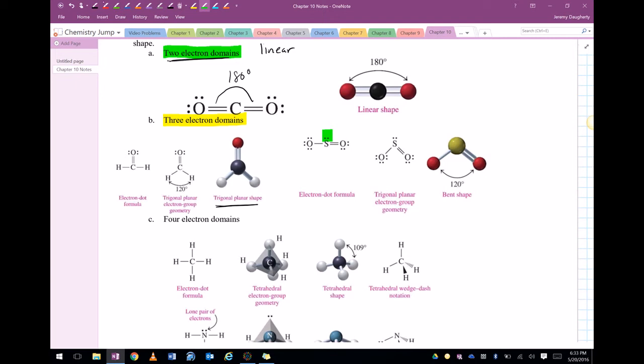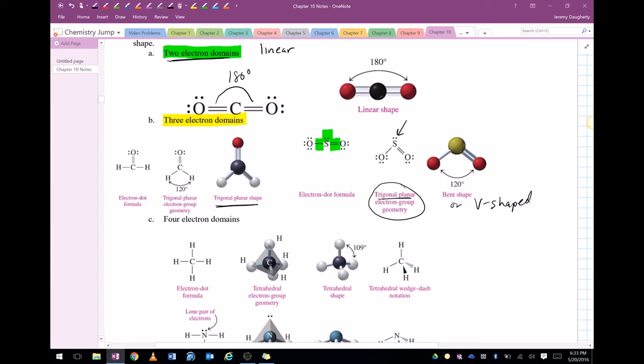So here, let's again count up how many electron domains. That's 1, 2, 3 electron domains. So since it has 3 electron domains, the electron domain geometry is trigonal planar. But the molecular shape only looks at the atoms, so we no longer care about those. So the molecular shape is bent, or it's also called V-shaped.